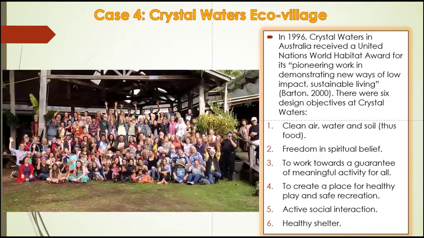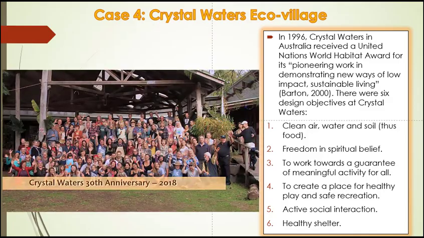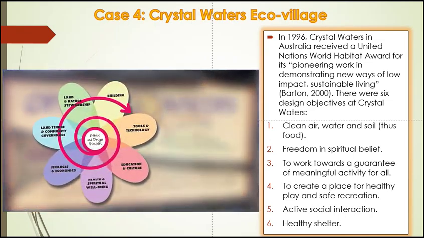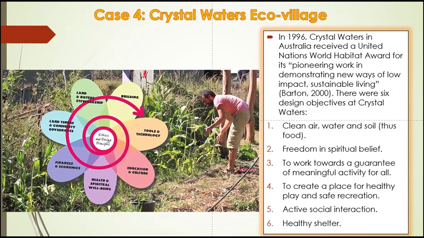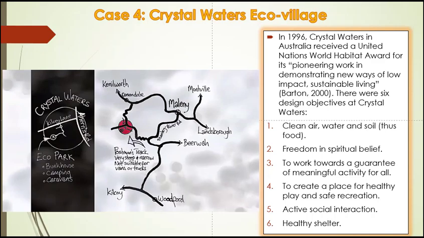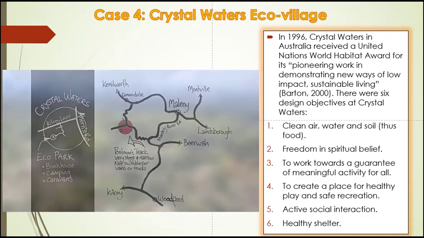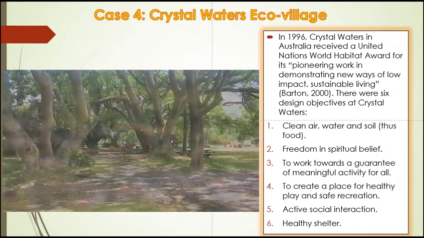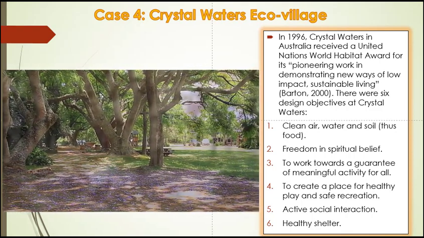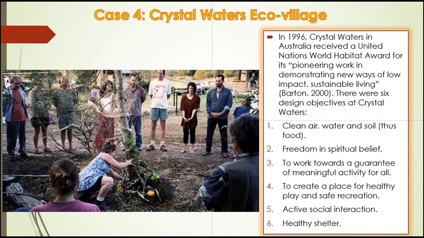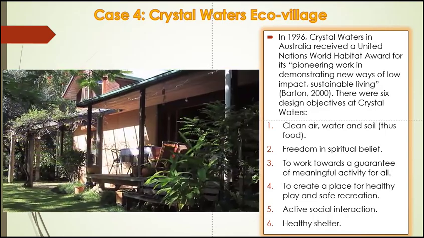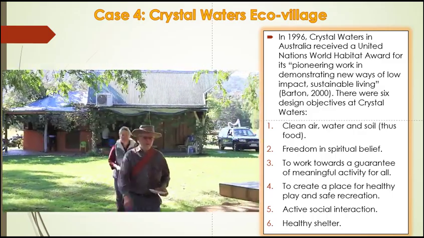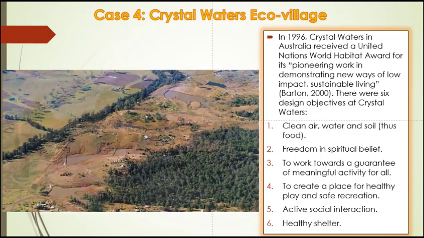Case number 4, Crystal Waters Ecovillage. In 1996, Crystal Waters in Australia received the United Nations World Habitat Award for its pioneering work in demonstrating new ways of low-impact and sustainable living. There were 6 design objectives at Crystal Waters: clean air, water and soil; freedom in spiritual belief; a guarantee of meaningful activity for all; a place for healthy play and safe recreation; active social interaction; and healthy shelter.